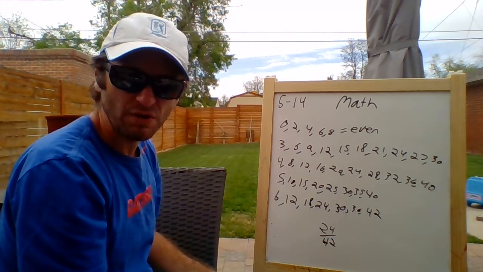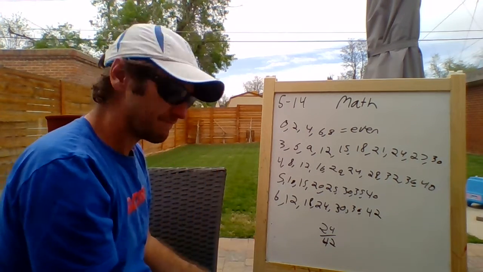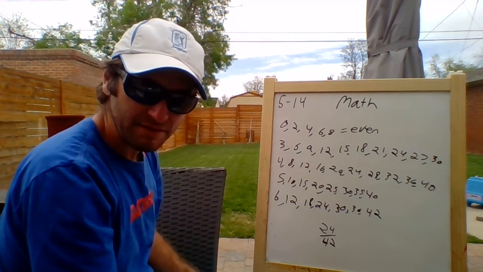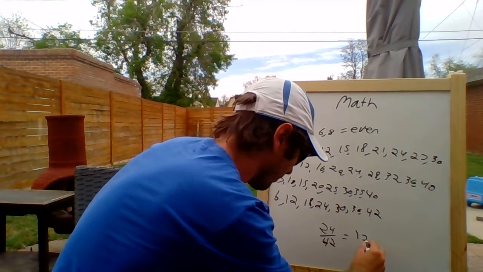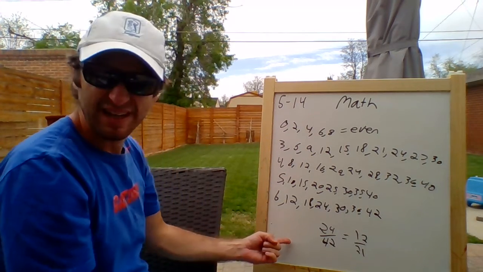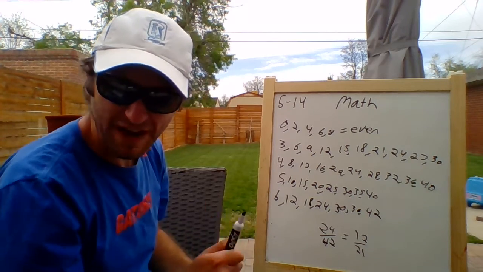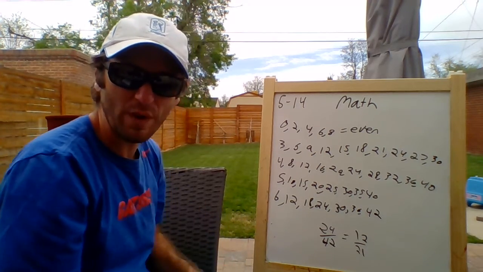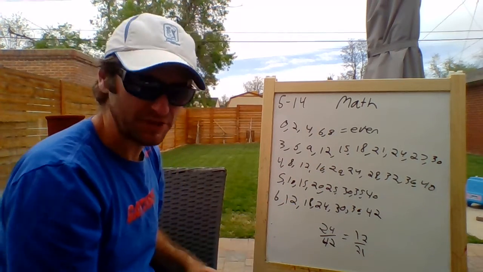24 over 42. Well, let's see. Even, right? Cool. Let's do it in half. 12 over 21. I'm done, right? Oh, this is the trick with the fractions. We've got to simplify it all the way to the neatest possible conclusion that we can get it to.